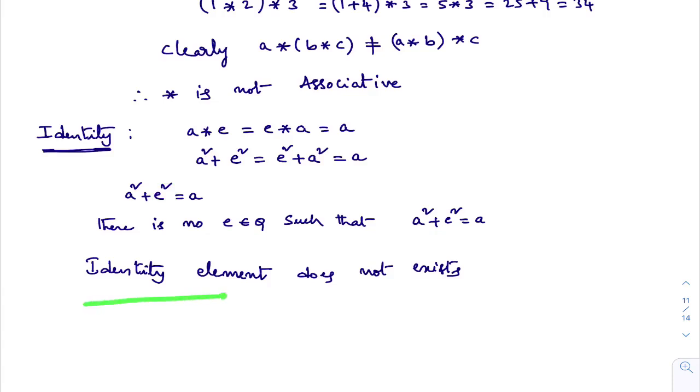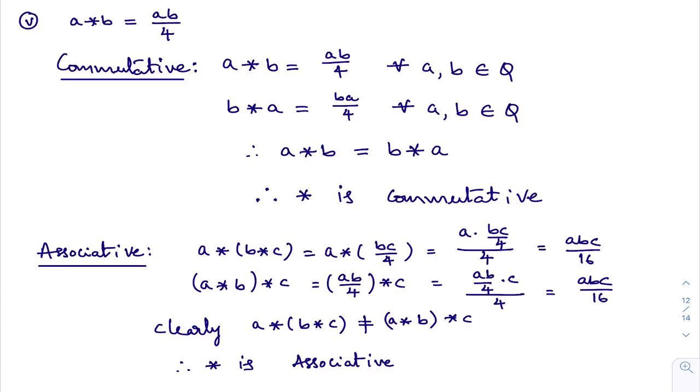So the identity element does not exist for this binary operation star, as in this problem star is defined as a star b equal to a square plus b square. I hope you understand this. Now in this I am doing the fifth bit. A star b equal to ab divided by 4.